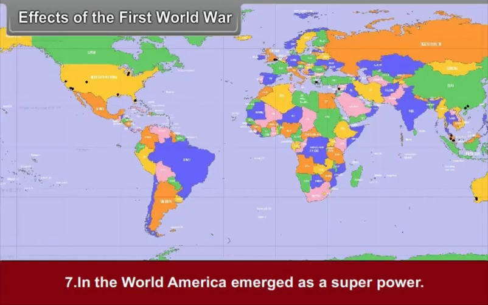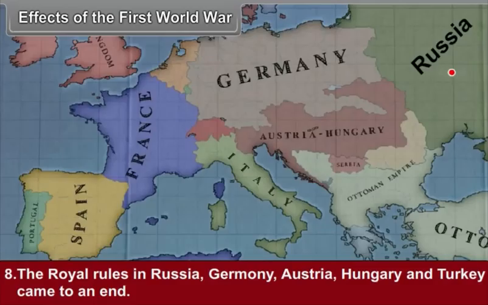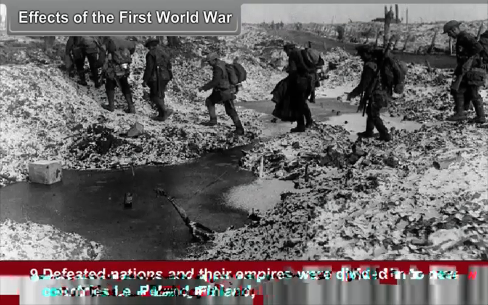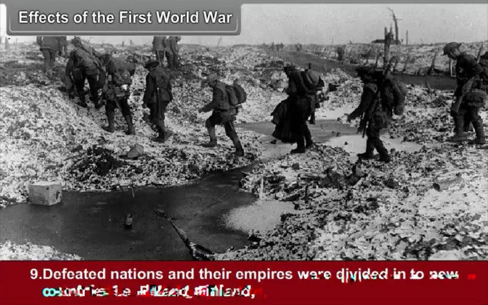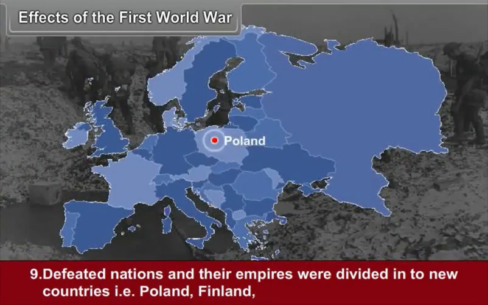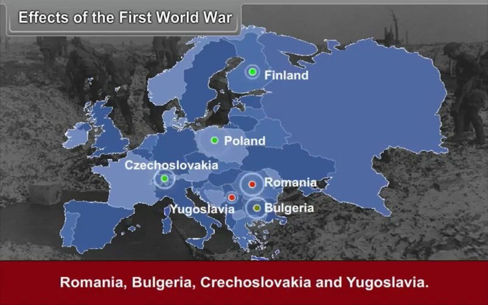Seventh, in the World War, America emerged as a superpower. Eighth, the royal rules in Russia, Germany, Austria-Hungary, and Turkey came to an end. Ninth, defeated nations and their empires were divided into new countries, that is, Poland, Finland, Romania, Bulgaria, Czechoslovakia, and Yugoslavia.